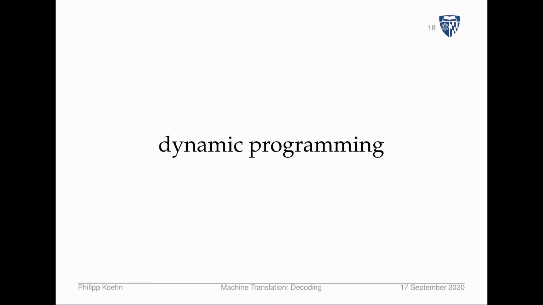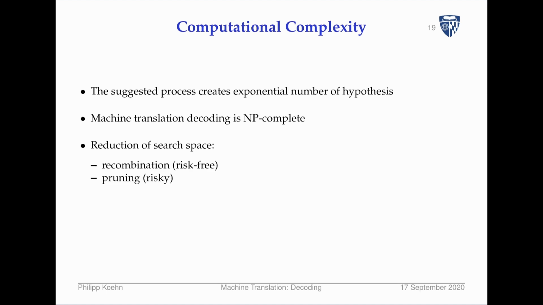So what can we do about it? One thing we can do is dynamic programming. The suggested translation process creates an exponential number of hypotheses. There has even been a mathematical proof that machine translation decoding is NP complete, which, as computer scientists, you know means it's impossible to do anything reasonable for big N, N being the number of words in the sentence. So basically we should abandon all hope for sentences longer than even 5 words.